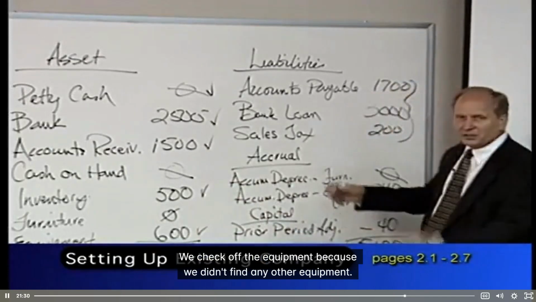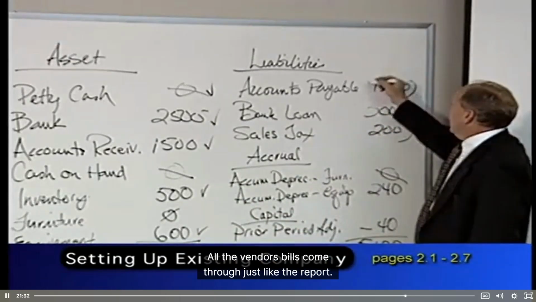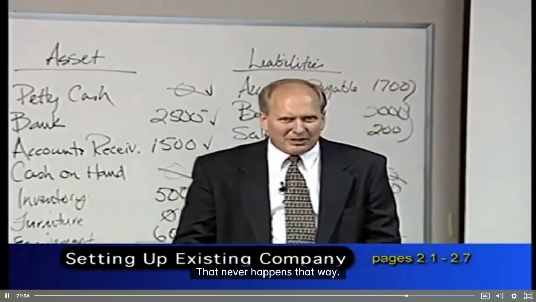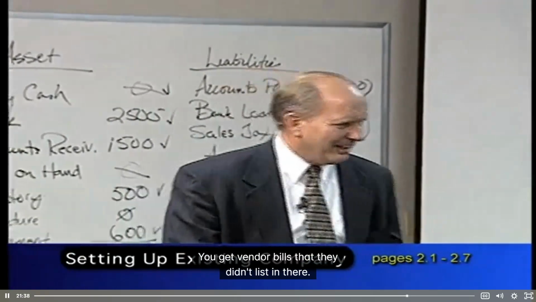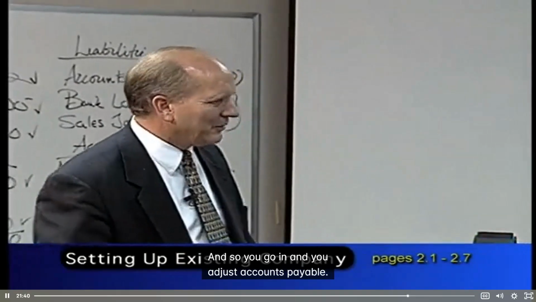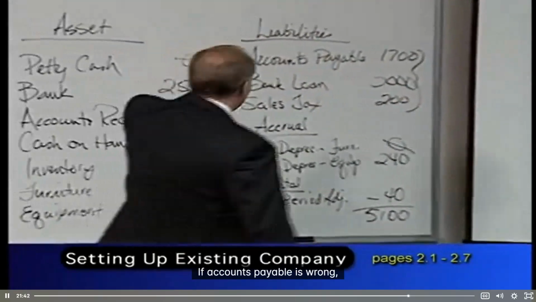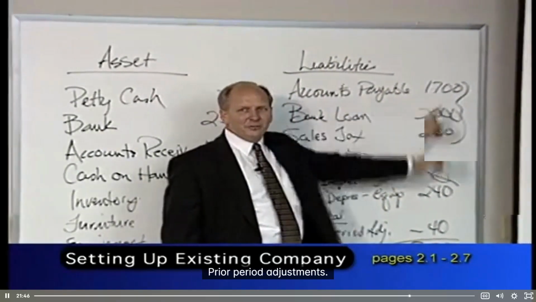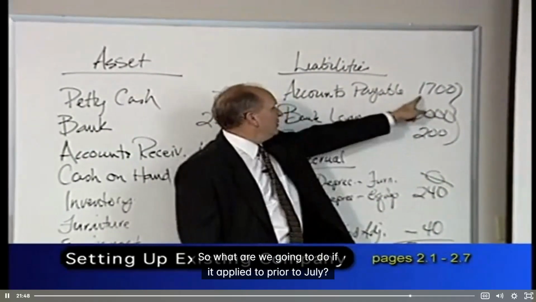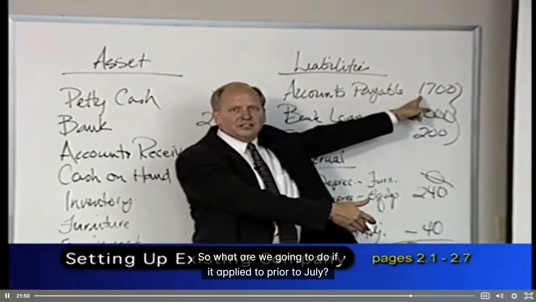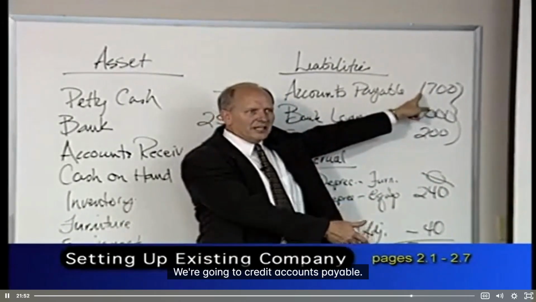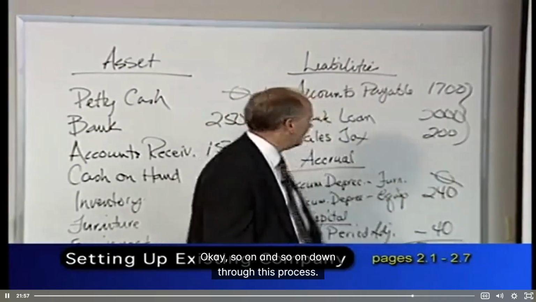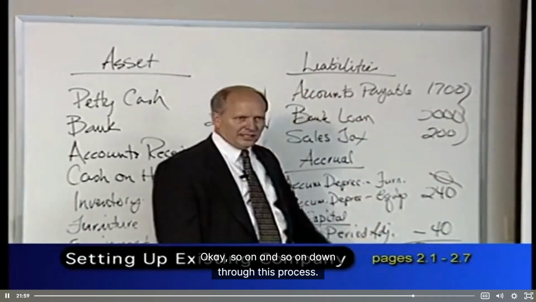We check off the equipment because we didn't find any other equipment. All the vendors' bills come through just like the report. That never happens that way. You get vendor bills that he didn't list in there, and so you go in and you adjust accounts payable. If the accounts payable is wrong, if that should have been $2,000, which other number's wrong? Prior period adjustment. So what are we going to do? If it applied to prior to July, we're going to credit accounts payable. We're going to debit prior period adjustment. Okay? So on and so on down through this process.